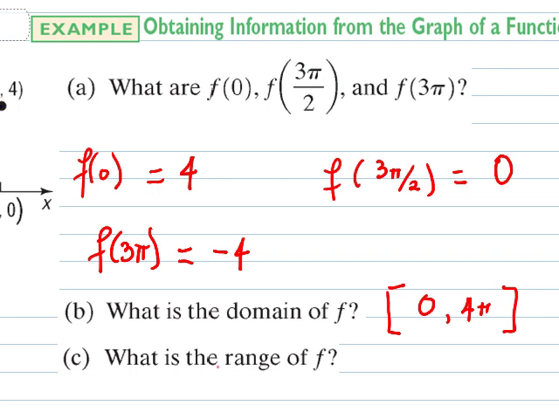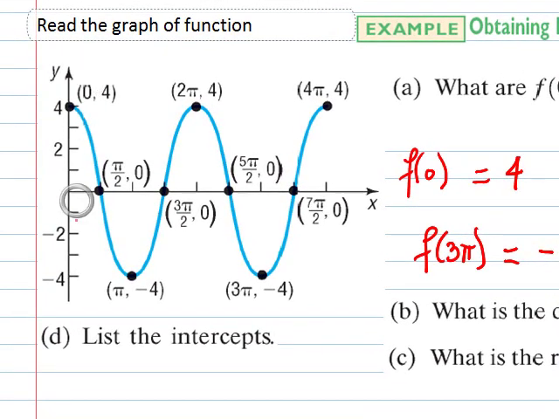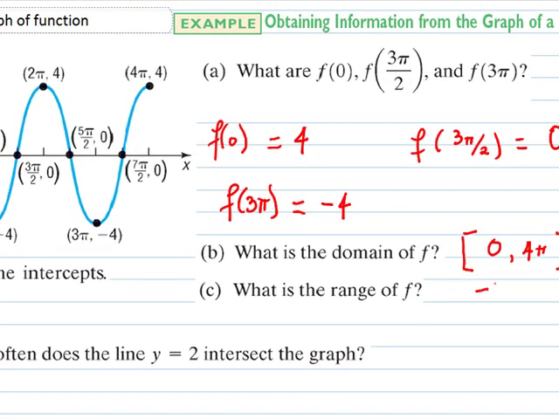For C, we're looking for the range of f. The range means the y values of a function. So when we read this for the range, we read up and down. So what is the smallest value of y and the highest value of y? You look here, our smallest value of y is minus 4, and the highest value for y is 4. Since we include all the points, we use brackets. The smallest point here is minus 4, and we include that point. The shaded dot means we include a point, so we have brackets.